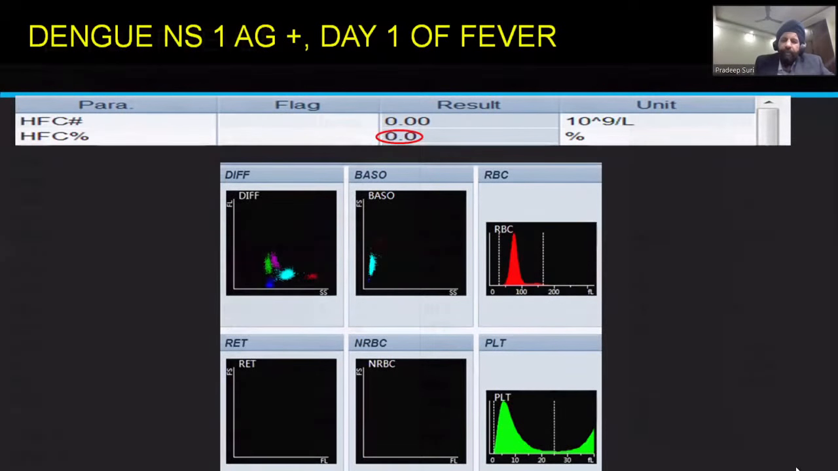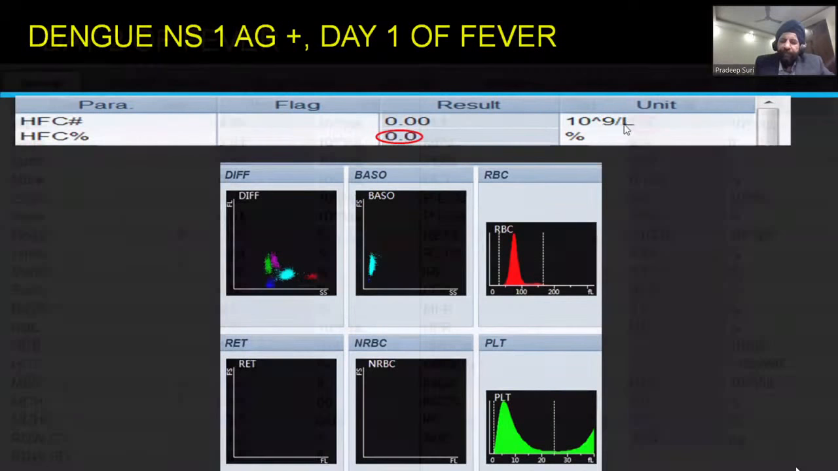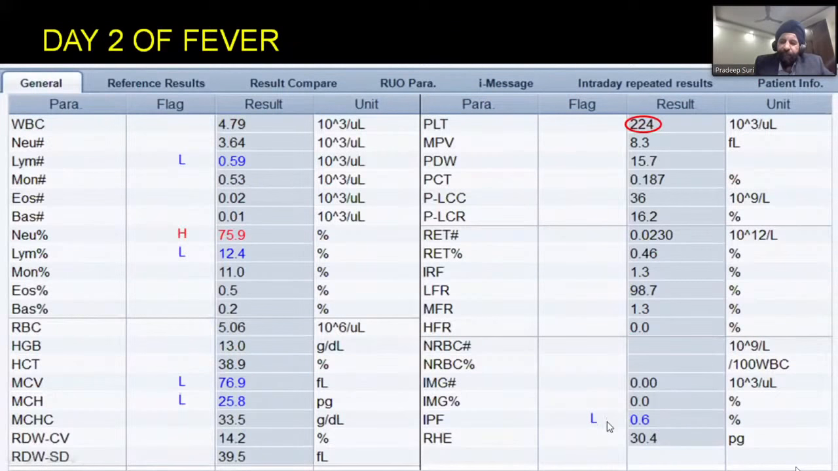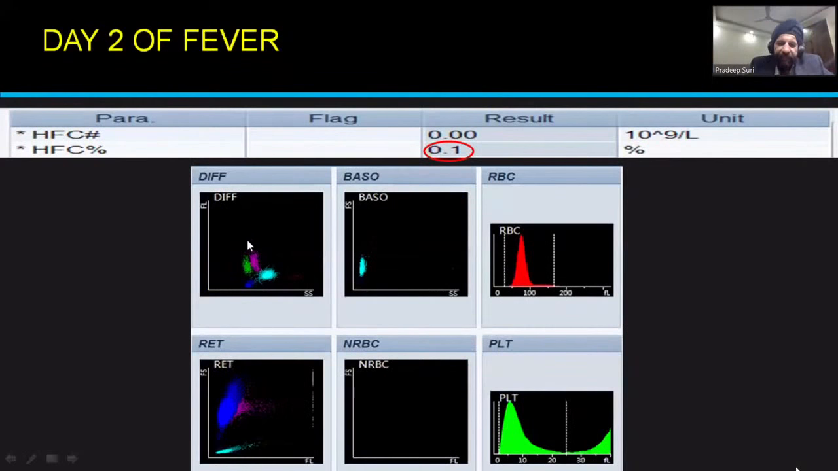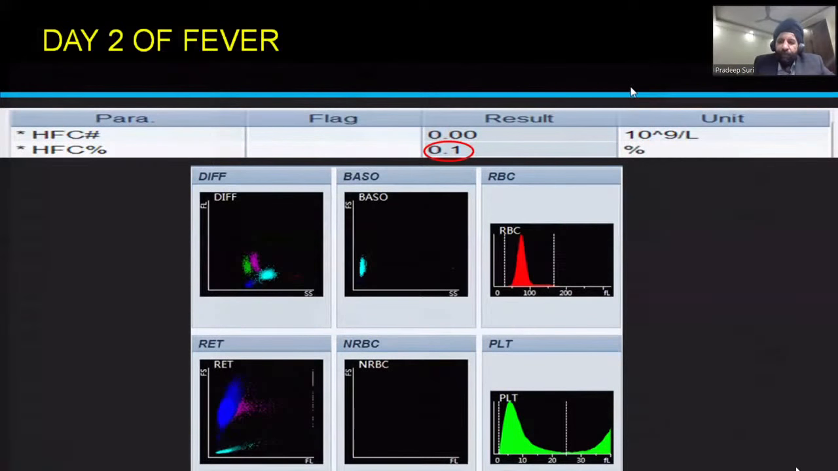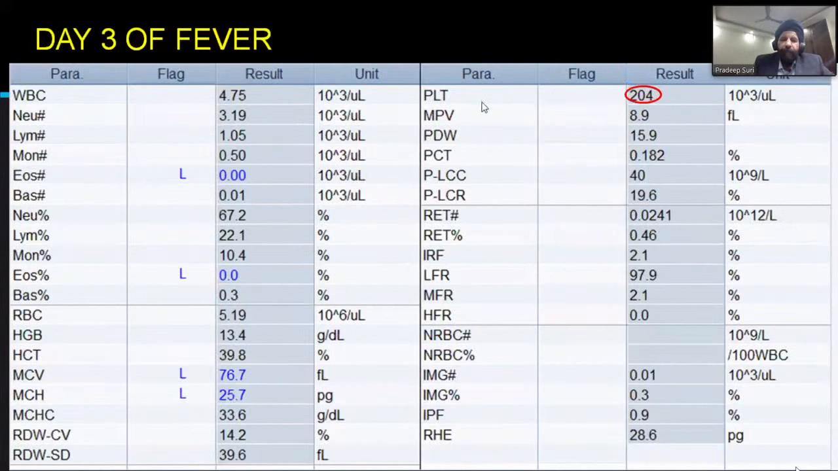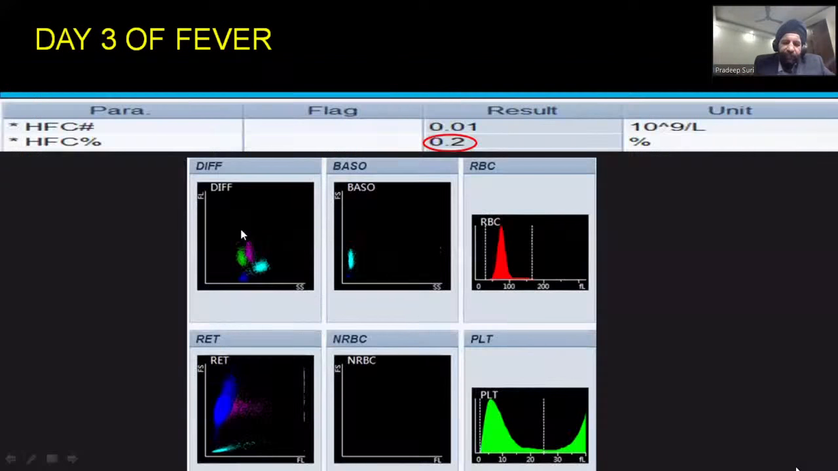Same patient, day 2, the platelet has gone down to 224. IPF is 0.6. The HFC is slightly increased to 0.1. You are able to see 1 or 2 dots in this scatter area. And still HFC is within the normal range and the platelet is also fine. This is day 3, platelet 204, HFC 0.2. Again, you are seeing these 2 or 3 dots just above the monocyte.